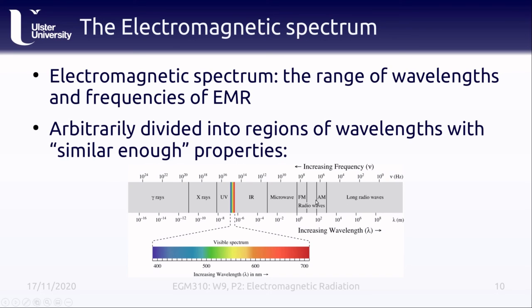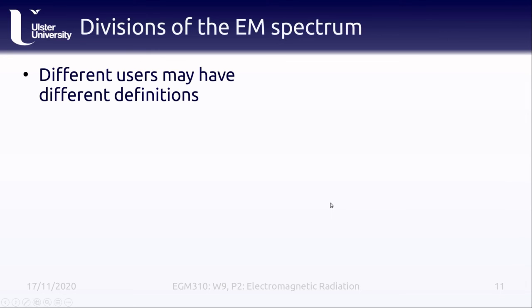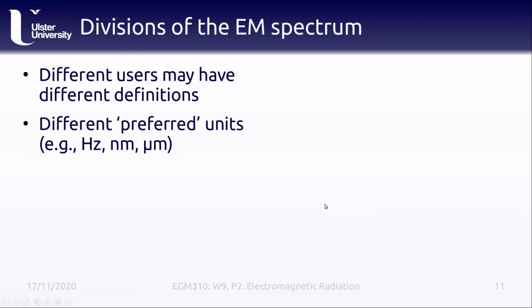Each of these different regions has its own properties that we can use to study different things. As I mentioned, the divisions are somewhat arbitrary, and different users may have different definitions or different preferred units. Electrical engineers and people who do microwave remote sensing tend to prefer hertz, which is units of frequency, while people who do optical or thermal remote sensing tend to prefer units of wavelengths.